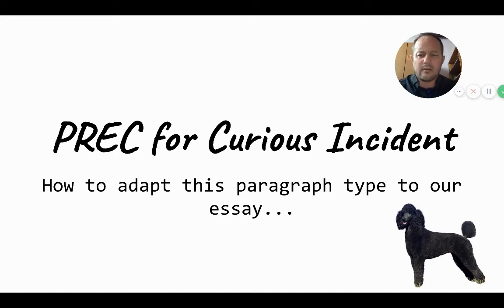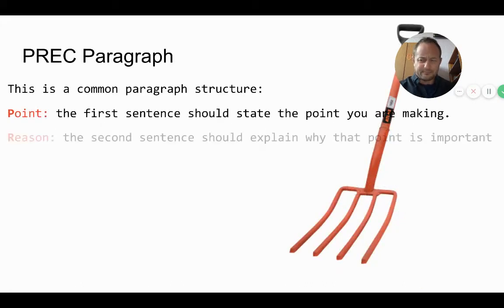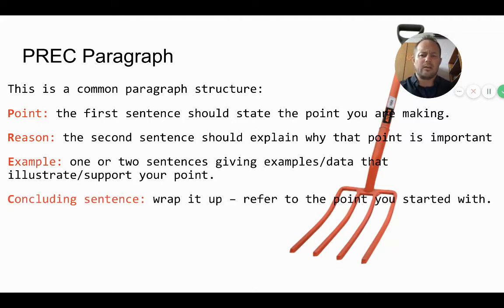Okay, this is our first body paragraph type we're going to look at. It's called PREC, and we're going to look at how we're going to adapt this paragraph type to our essay on A Curious Incident of the Dog in the Night-Time. PREC stands for point, reason, example, and concluding sentence.